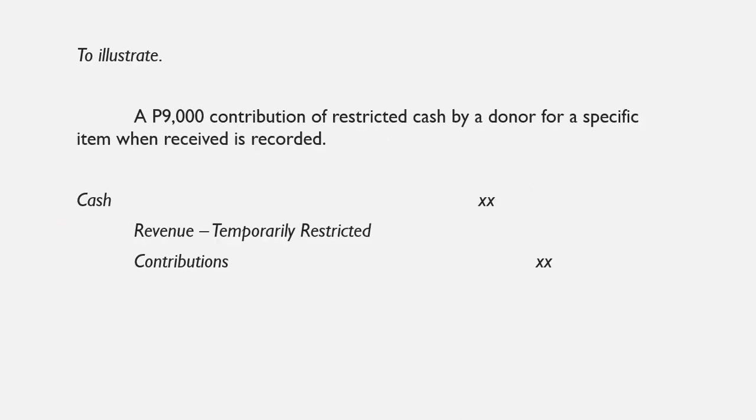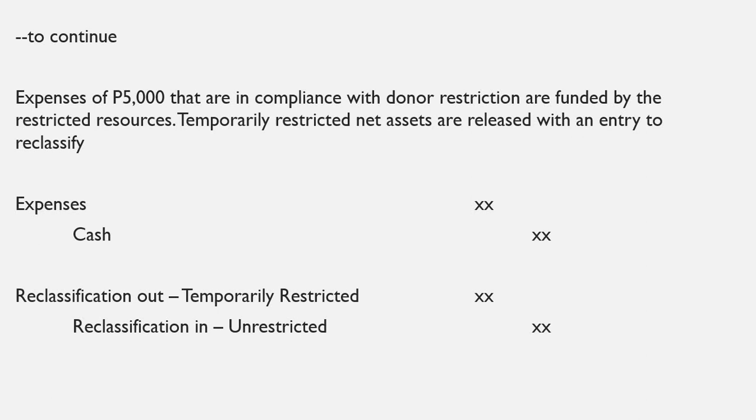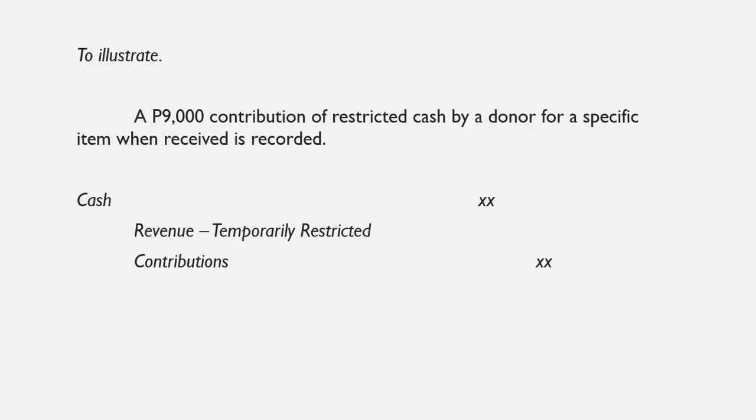Ayan. So to illustrate, a 9,000 pesos contribution of restricted cash by a donor for a specific item, when received, is recorded as debit cash, syempre credit revenue, temporarily restricted contribution. Kasi it is restricted by the donor for specific item only. Okay? Now, expenses of 5,000 that are in compliance with donor restriction are funded by the restricted resources. So, na-meet na niya yung part of the 9,000 received, okay?